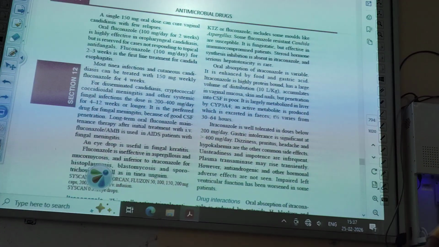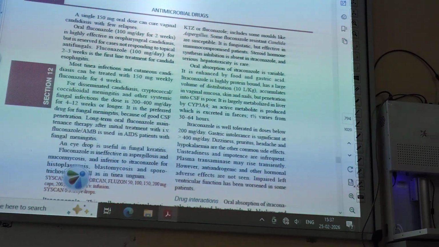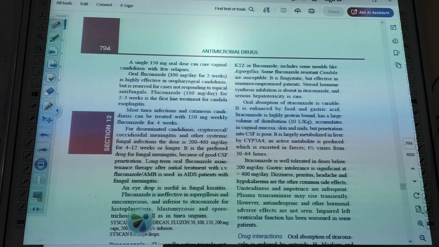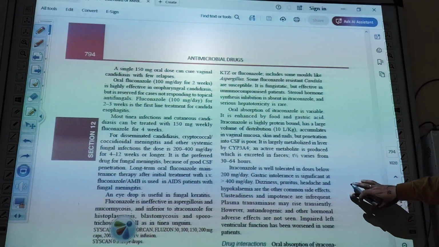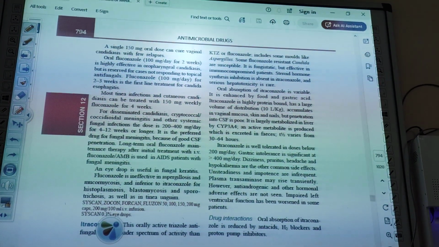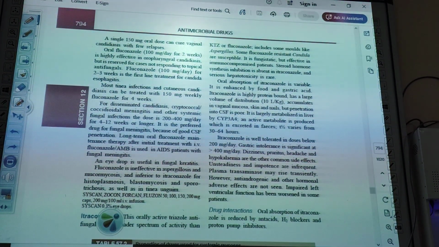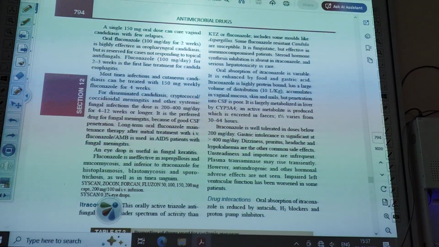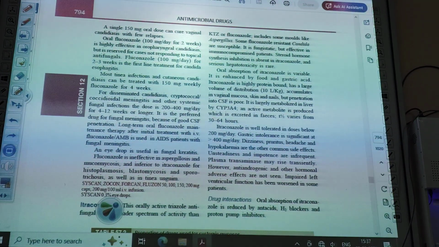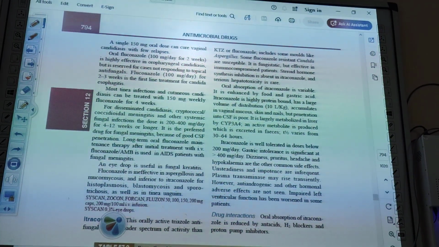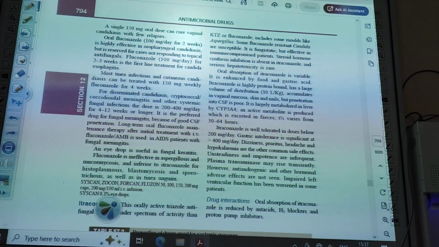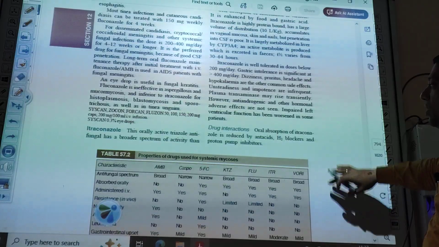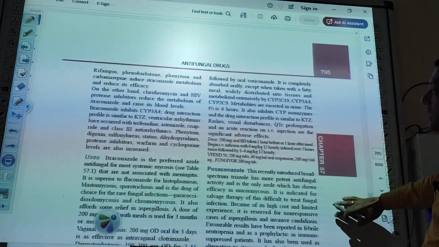Oral fluconazole 100 mg per day for 2 weeks is highly effective in oropharyngeal candidiasis, but is reserved for cases not responding to topical antifungals. Fluconazole 100 mg per day for 2 to 3 weeks is the first line treatment for Candida infection of the esophagus. These are the different uses of fluconazole. This is all about your antifungal drugs.